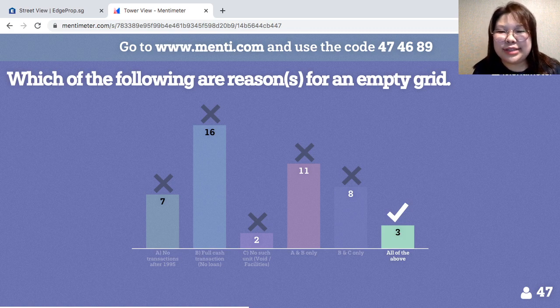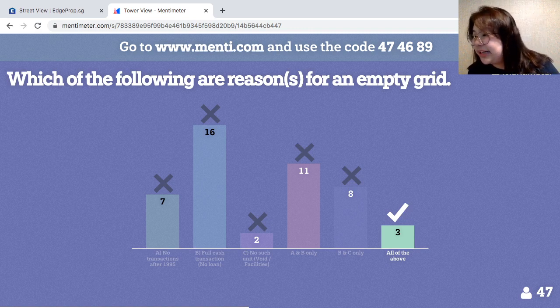Of course, if it's a landed or a shop house, that kind of thing, then it will not be C. This one is for tower view because we're looking at the unit grid. So the answer would be A, B, and C, all of the above.